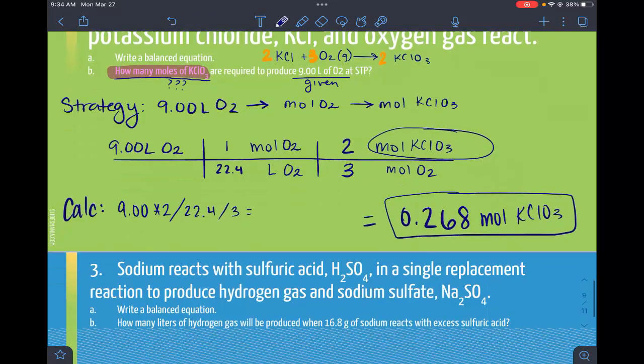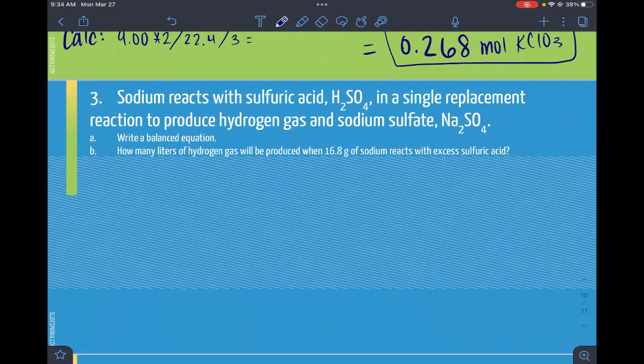All right, great job so far, y'all. Let's do one more. We are going to look at sodium reacts with sulfuric acid in a single replacement reaction to produce hydrogen gas and sodium sulfate. Let's see if Miss Hammer remembers to balance it this time. So sodium reacts with sulfuric acid, H2SO4, to produce hydrogen gas. If it specifically says it's a gas, label it a gas. And sodium sulfate, Na2SO4.